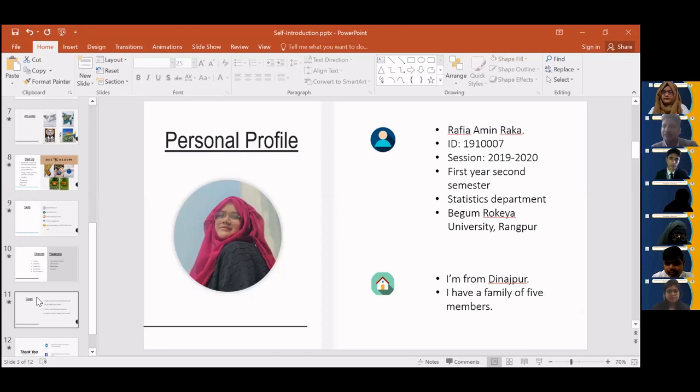So try to set up a goal. I will sit for the IELTS exam in third year. That means exactly after 1 year onwards, right? If you have a target like this, you can keep preparing yourself from right now. So every day you have to practice listening, reading, writing, and speaking.